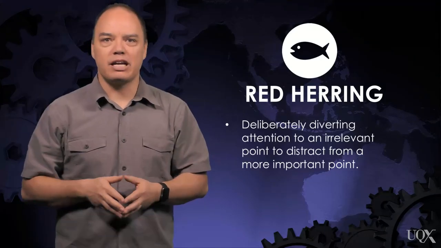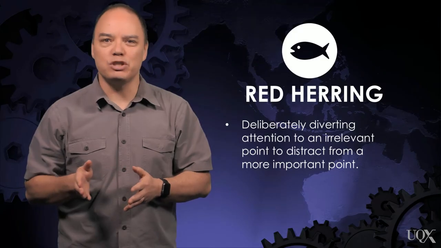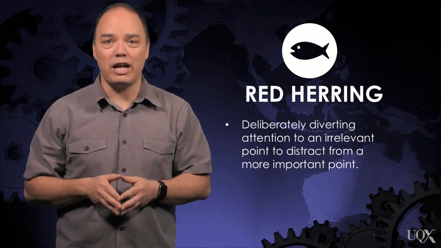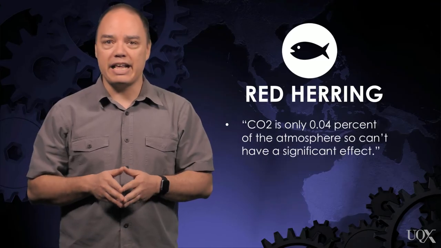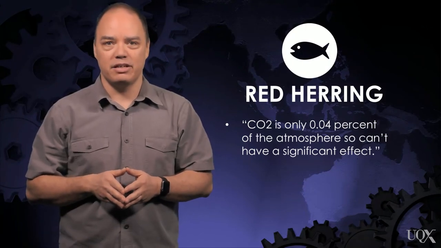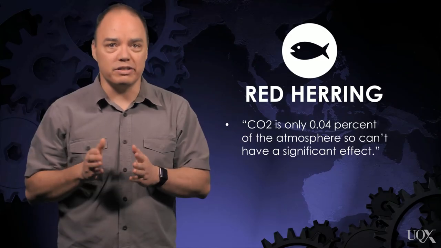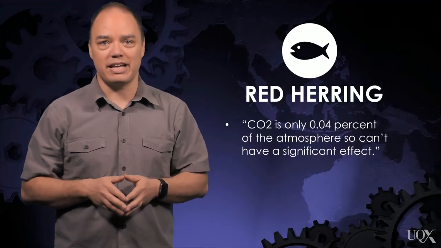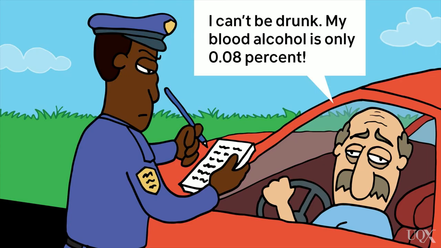The phrase red herring comes from the old hunting days, when smelly fish were used to put sniffing dogs off the scent. In arguments, red herrings are irrelevant points designed to distract people from a more important point. An example is the argument that CO2 is only a trace gas, 0.04% of the atmosphere. But the fact that CO2 is a trace gas is irrelevant to whether it can have an impact on climate. Over 99% of the atmosphere are not greenhouse gases. Besides, we know from everyday experience that trace amounts of active substances can have a strong impact. Arguing to the police that your blood alcohol level is only 0.08% and therefore can't have any impact on your driving is not an argument that will get much sympathy.